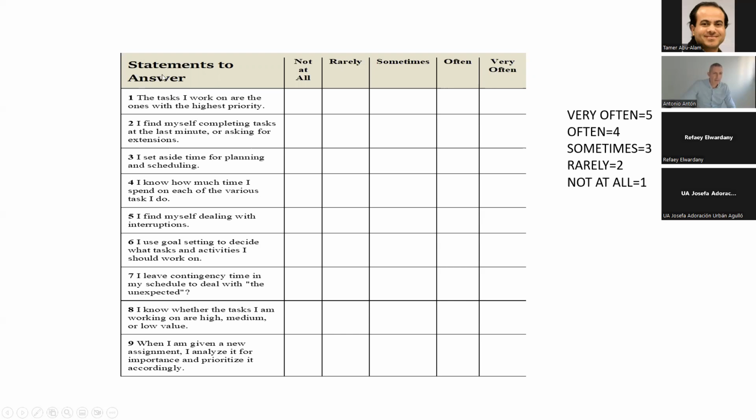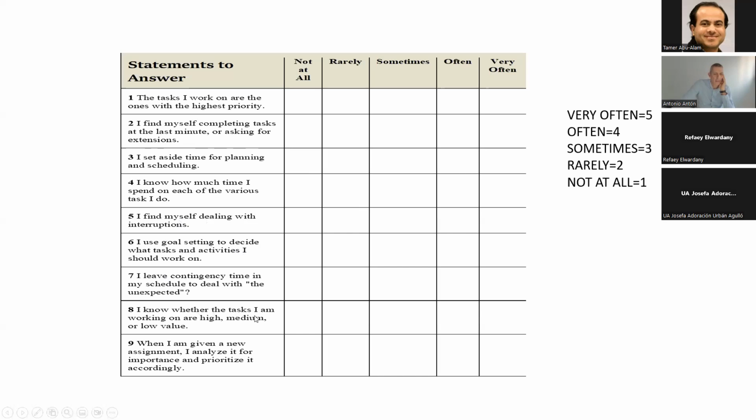So remember that these are statements to answer. The tasks I work on are the ones with the highest priority. You rate it 5, 4, 3, 2, and 1. I find myself completing tasks at the last minute or asking for extensions. The same 5, 4, 3, 2, 1. I set aside time for planning and executing. I know how much time I spend on each of the various tasks I do. I find myself dealing with interruptions. I use goal setting to decide what tasks and activities I should work on.